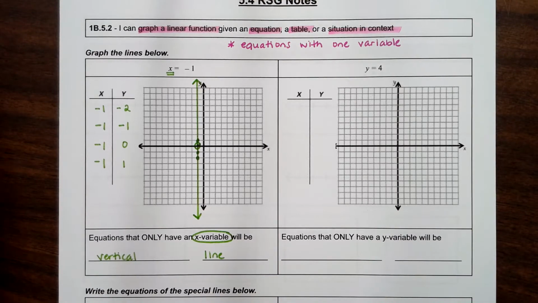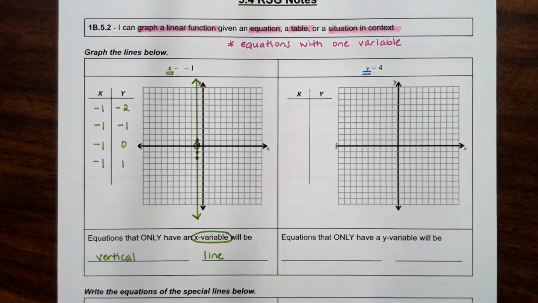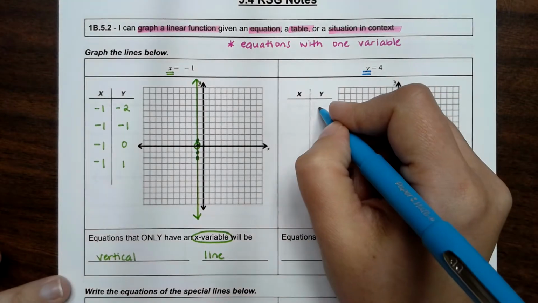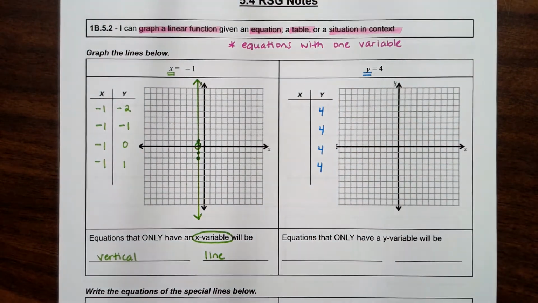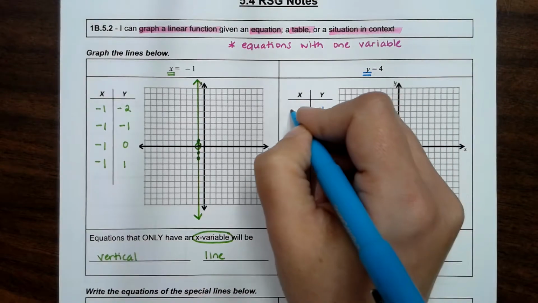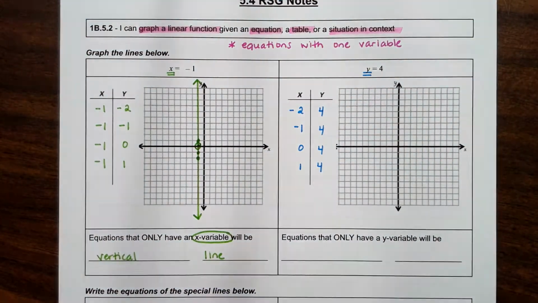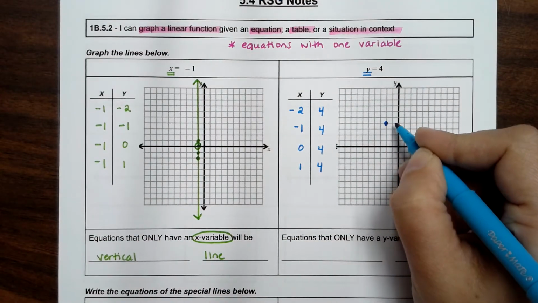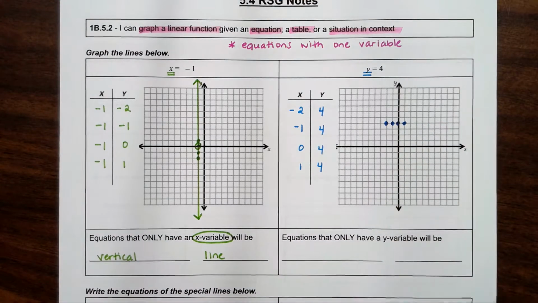Now let's look at what happens if our equation only has a y variable. So if our equation only has a y variable, then what that's telling me is that all of the y values for all of the points on this entire graph are always going to be 4. Now it does not tell me I need to choose a certain number for x, so I'm going to pick my favorite numbers, which are -2, -1, 0, and 1. The points that I would graph would be (-2, 4), (-1, 4), (0, 4), and (1, 4).